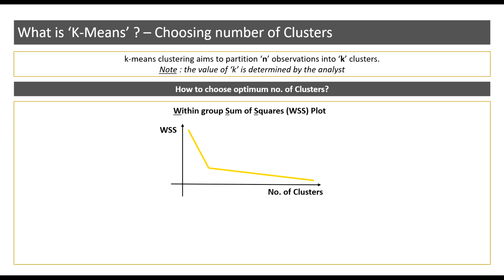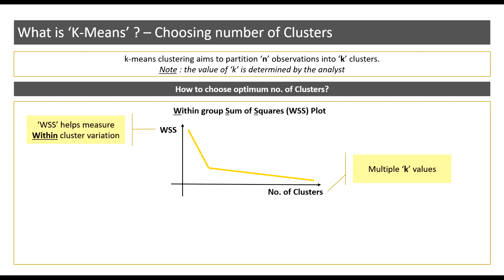We have a plot called the within group sum of squares plot, or in other words, the Wss plot. This plot will help determine the optimum number of clusters. In this Wss plot, on the x-axis, we have the number of clusters. In other words, it just means the multiple k values, since k is the number of clusters. And on the y-axis, we have the Wss value.